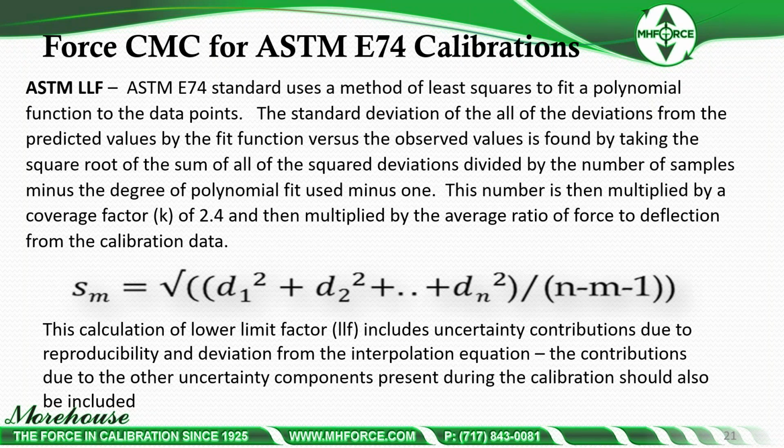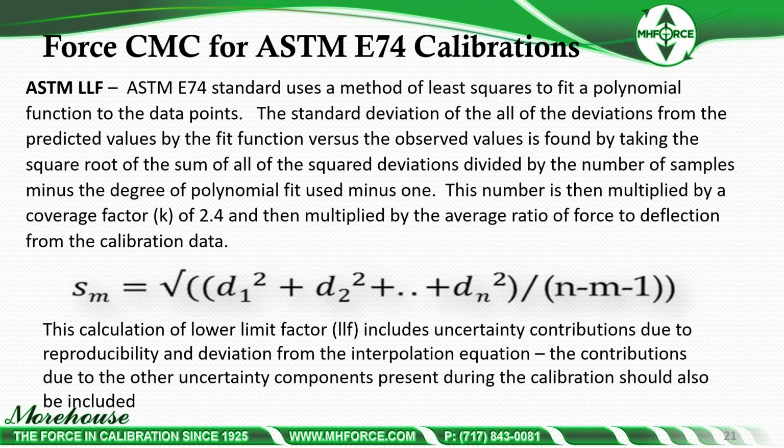ASTM uses a method of least squares to fit a polynomial function to the data points. The standard deviation of all the deviations from the predicted values by the fit function versus the observed values is found by taking the square root of the sum of the squares of all the deviations divided by the number of samples minus the polynomial fit used minus 1. That's a big mouthful of what they're doing to understand it.